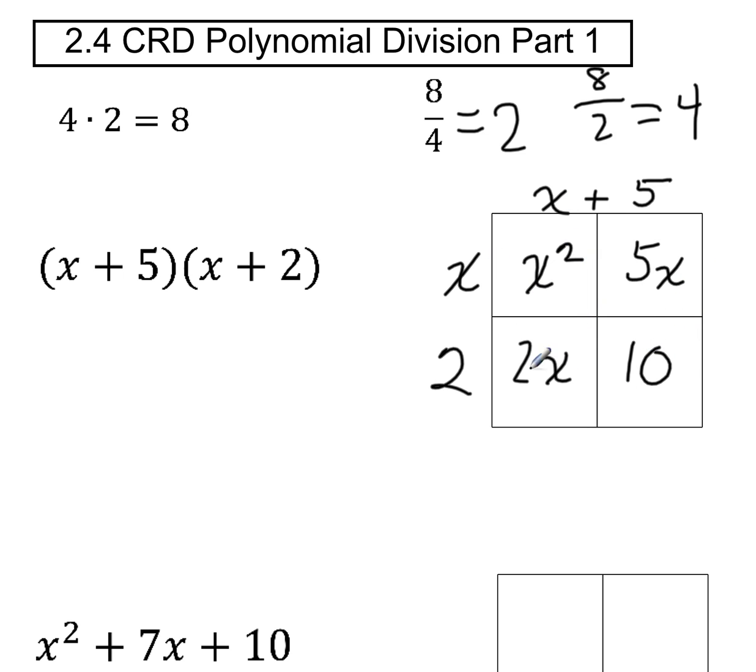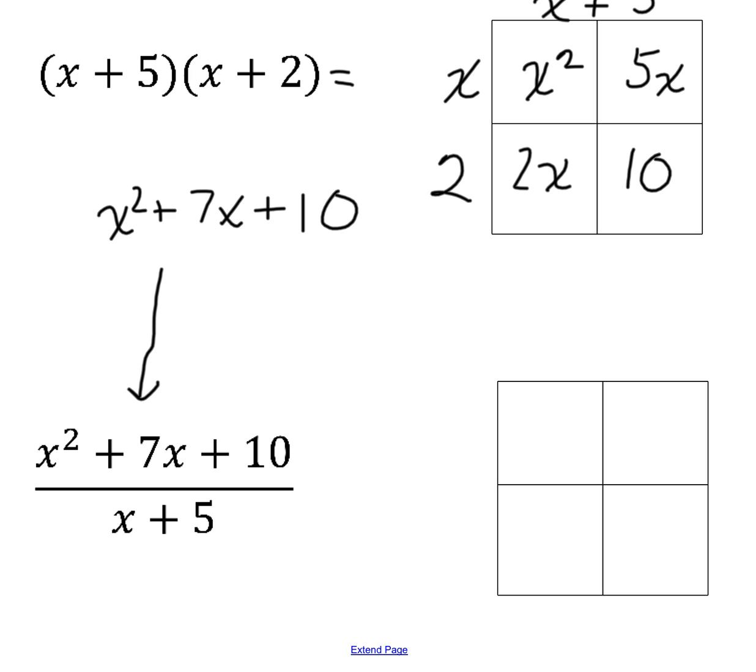So now if I look at what's inside of my box, I get x squared plus 5x plus 2x is 7x plus 10. And that's my solution. So if I take this binomial times this binomial, I will get this trinomial, which is quadratic. Okay? All right, now I'm going to take my product, as you can see it right here, x squared plus 7x plus 10. I'm going to divide by one of its factors. I'm going to divide by x plus 5.